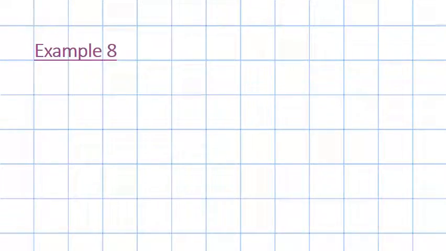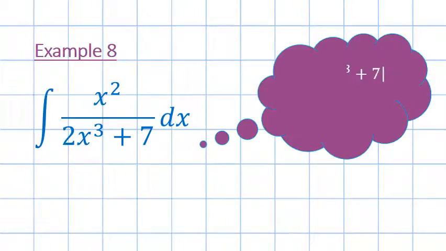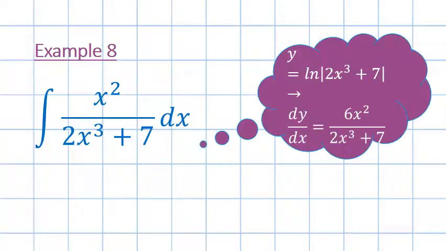And lastly, example 8. We have x squared over 2x cubed plus 7. Again, think of the bottom in brackets. The bottom in the brackets would be 2x cubed plus 7, all to the power of minus 1. So we must need a natural log. So y equals ln of 2x cubed plus 7. Let's differentiate that and see what we get. We'd get 1 over 2x cubed plus 7 multiplied by the derivative of the bottom, which gives us 6x squared.